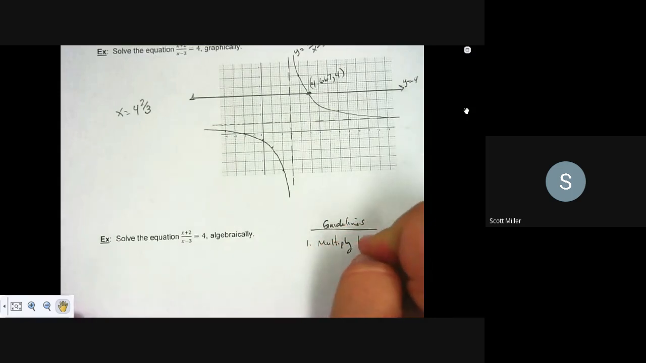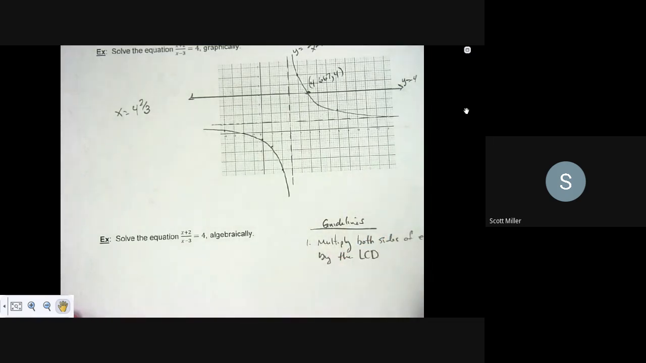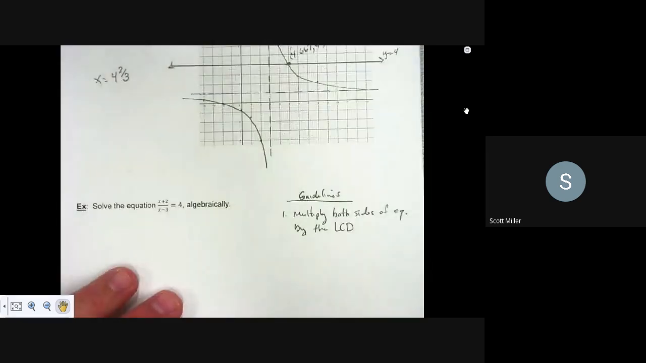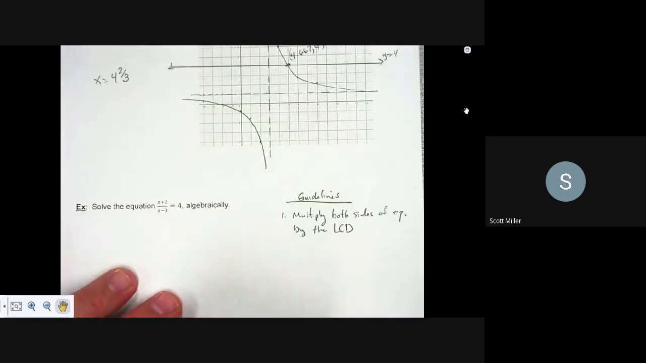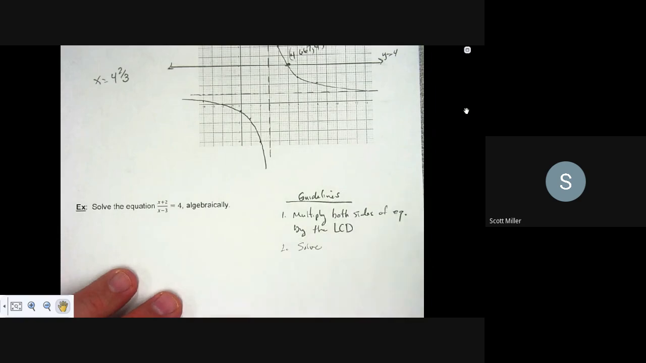Multiply both sides of the equation by the LCD. So I'm going to multiply both sides of the equation by the LCD. Okay? And that is going to eliminate your fractions if you do it properly. Then you just simply solve the equation that you get.